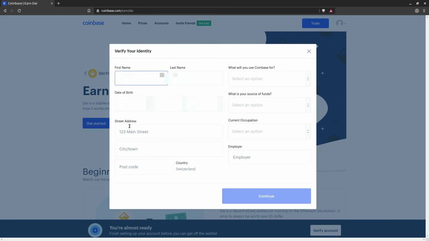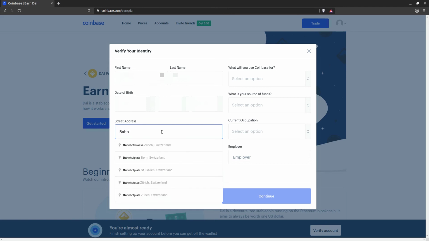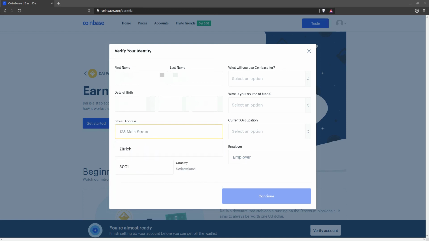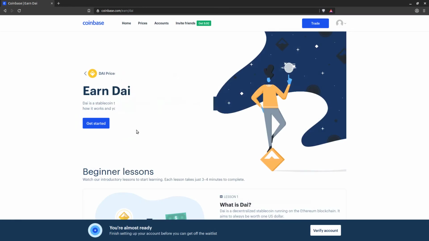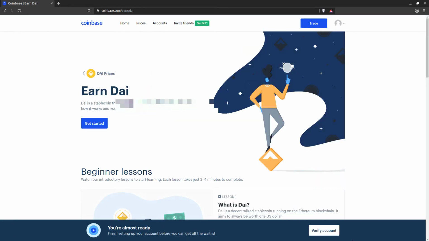And here I try to insert any address. I don't know, for example, Bahnhofstrasse, Zürich. And the address goes away. Doesn't work. Anything I try, even if I navigate with the keyboard and just press enter, it goes away, not working. So I cannot verify my account like this.